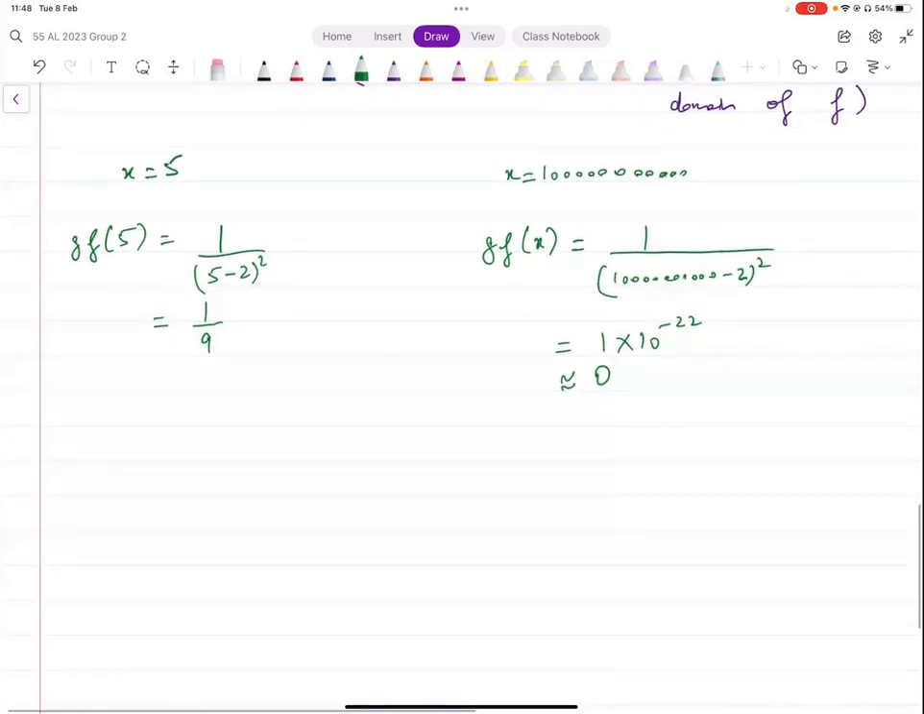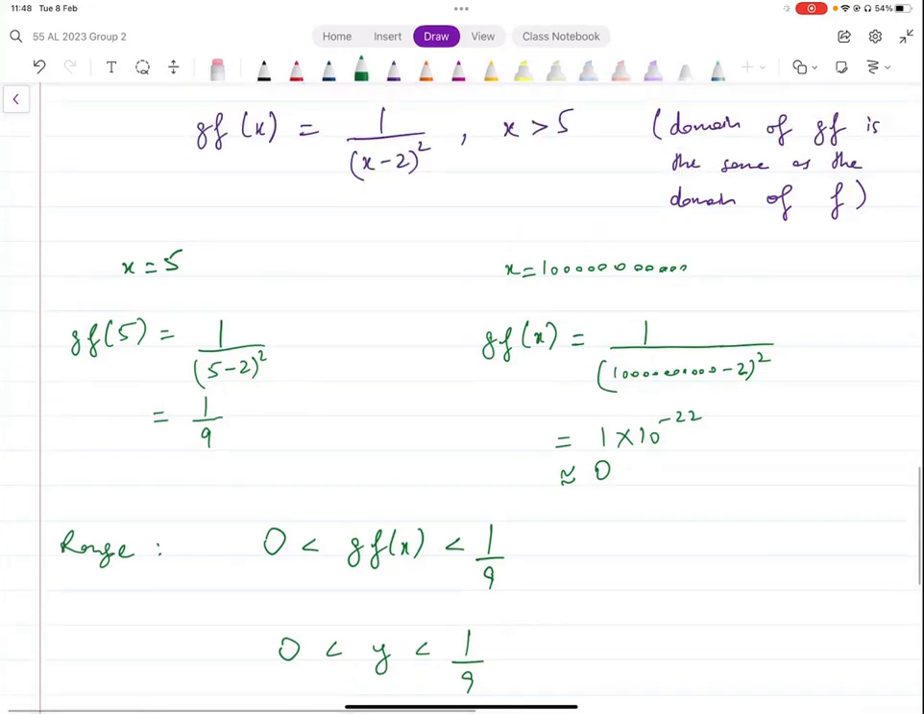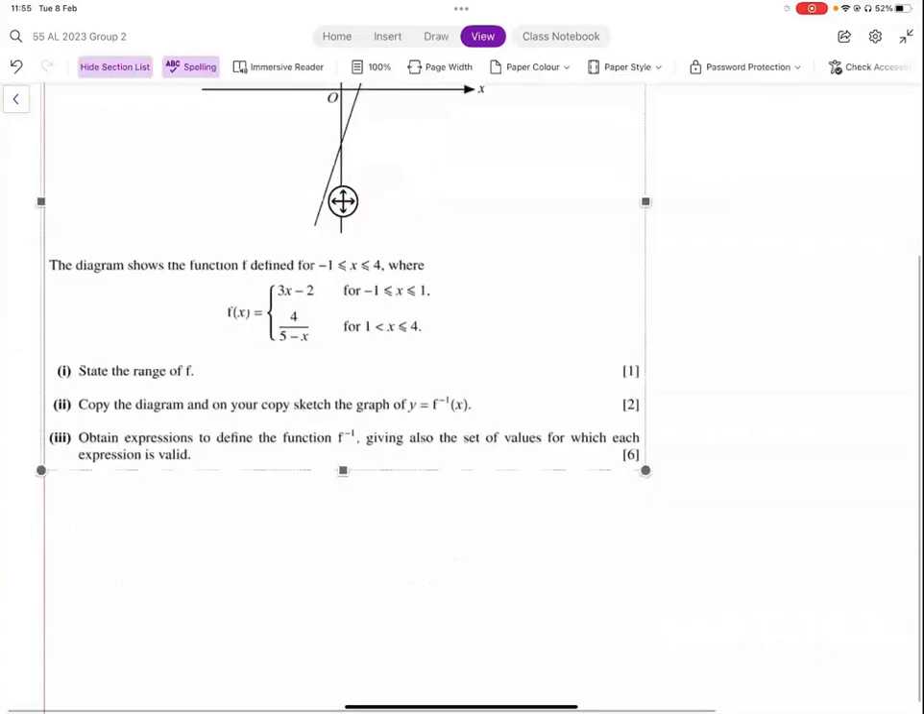The range आपके पास जो इस function की है, that is between these two values, between 0 and 1 over 9. You can write it like this if you want. You can write in terms of y if you want. y is between 0 and 1 over 9. This is the range of this function. तो हमने डोमेन की एक्सट्रीम वैल्यूज पे देख लिया. 5 पे क्या हो रहा था, और जब x की वैल्यू बहुत लार्ज हो जाए तब क्या होता है, and we got these corresponding values for y from that.